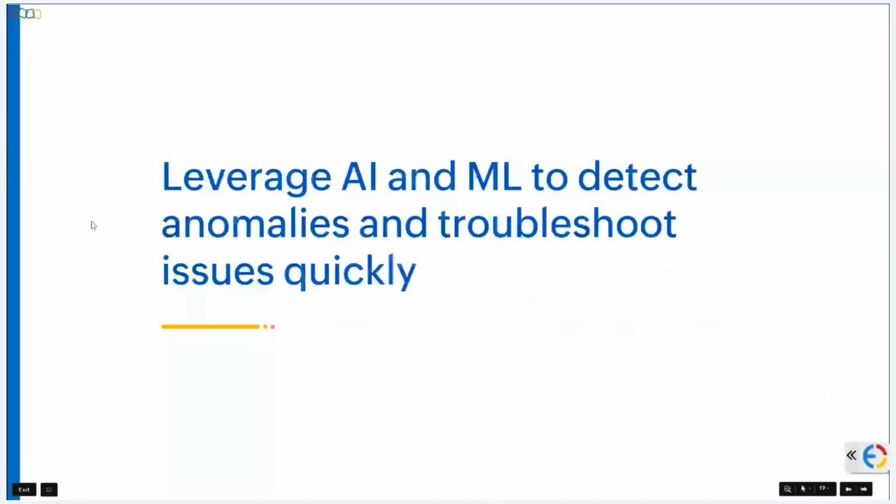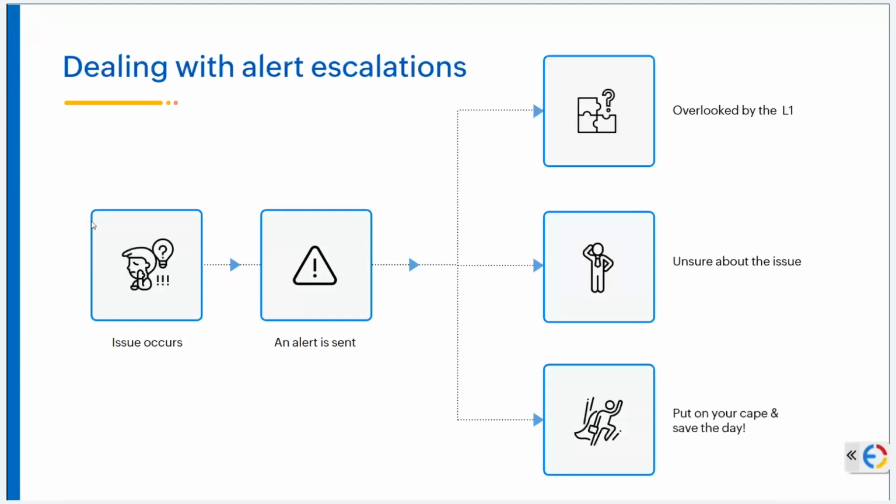Moving on to the third topic, leveraging AI and ML to detect anomalies and troubleshoot issues quickly. So it's a familiar scenario. An IT environment generates a flurry of alerts when an issue strikes. Unfortunately, the sheer volume of alerts can overwhelm the IT staff, leading to a phenomenon known as alert fatigue. So, in such situations, critical alerts might get overlooked by level 1 support or the network operations center. And additionally, the point of contact personnel might lack sufficient context to actively assess the situation.